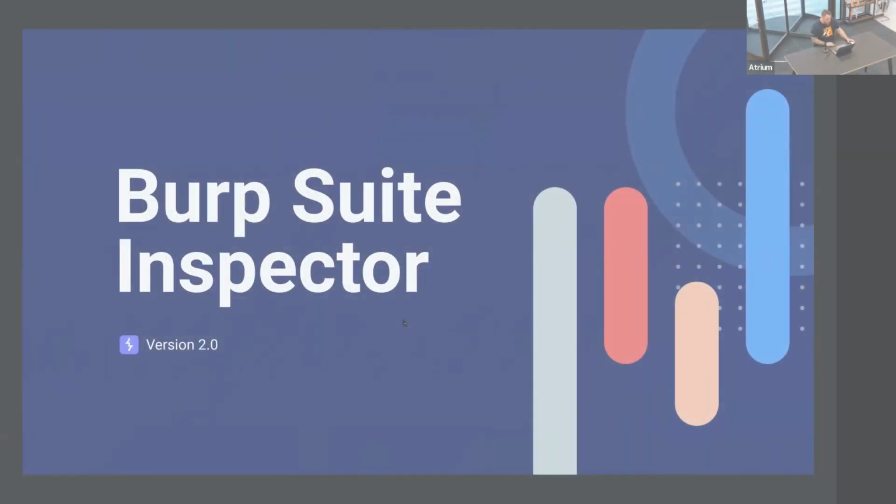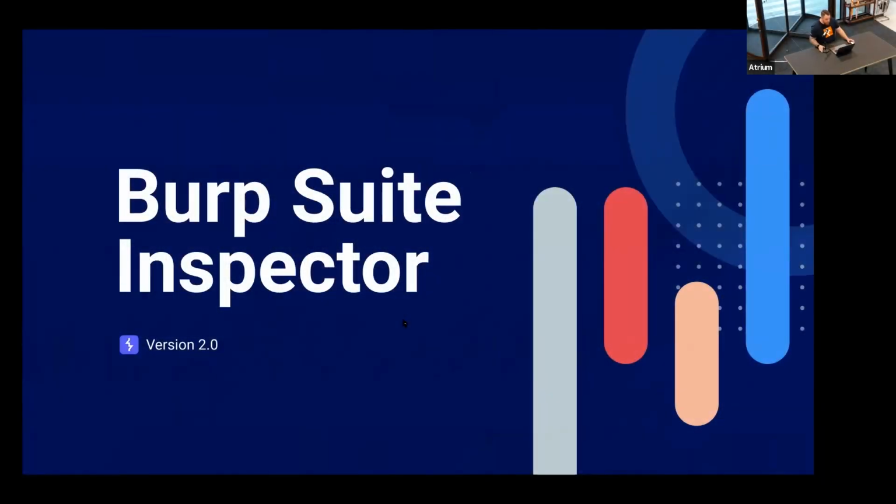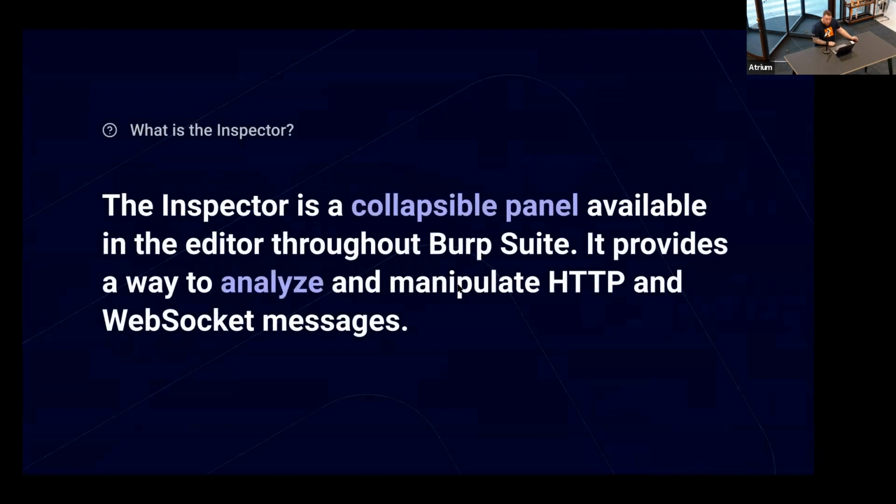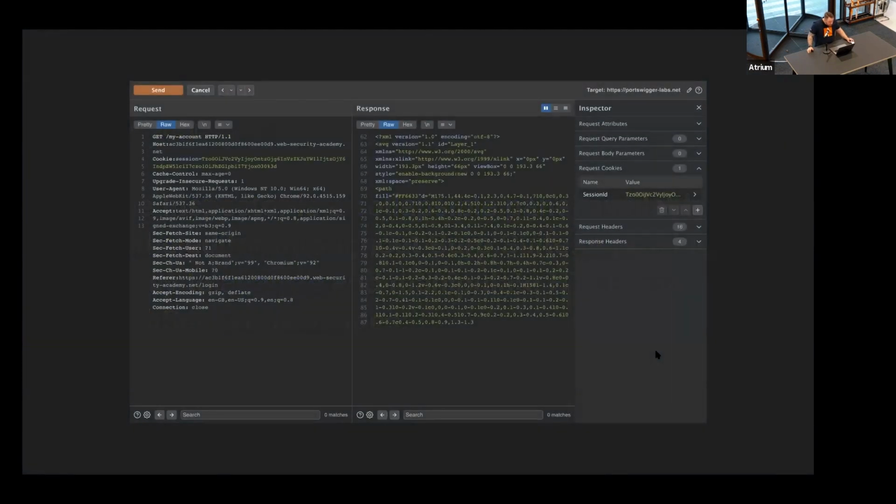Okay, I'm just going to take you through some of the changes that we're making to the Burp Suite Inspector. So first of all, what is the inspector? It's basically a collapsible side panel that's available in the message editor next to request and response views, and it provides a way to analyze and manipulate the messages that you send. So just to be clear, we're talking about this bit of the interface.